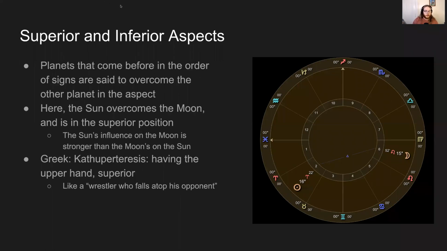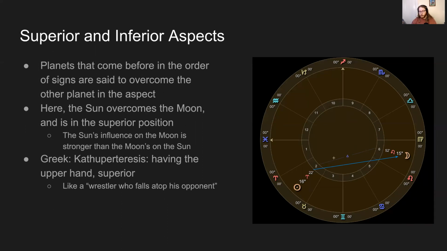And now we have superior and inferior aspects. So this is just the same chart. We see that planets that come before in the order of signs are said to overcome the other planet in the aspect. So here we have the sun overcoming the moon. And I already explained a lot of this earlier, where in this case, the moon would be the planet that's on trial, and the sun would be giving positive witness testimony. And so in this case, it would be really, really positive because, and I don't think I have a slide on it, but reception is basically the moon is here in the sun sign and the sun is casting a trine on it.